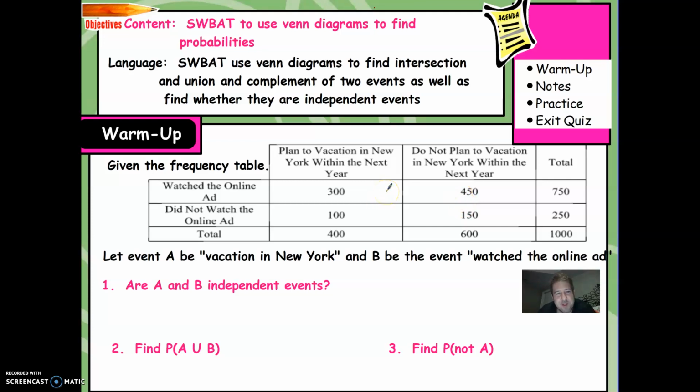All right, welcome back to Mr. PL's Algebra 2. This is U5T1SLT5. We are using Venn diagrams to find probabilities.